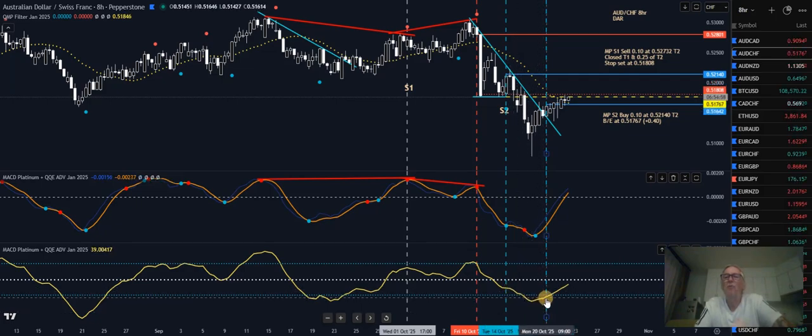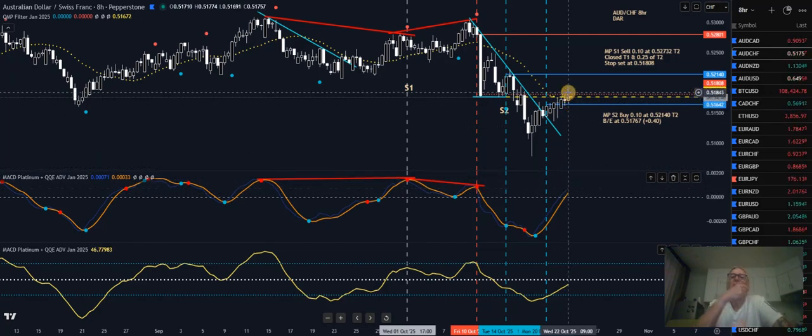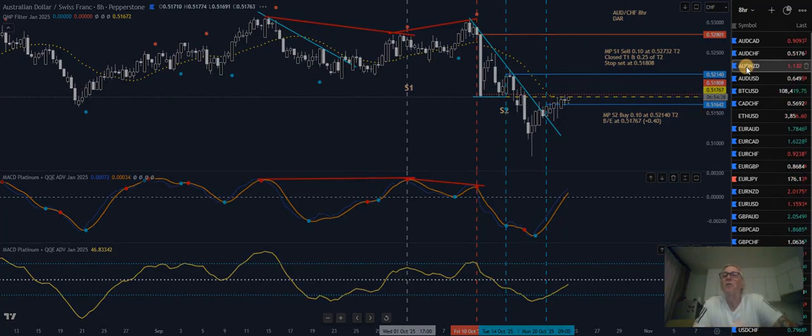below the 40 level, which is great, and now we're just coming up towards that break-even level there. The MACD Platinum's through the 0 level, so hopefully it'll just push through the break-even, and we may be stopped out of the sell, and we'll just see if we can do some trade management there. So looking good on the Swiss.